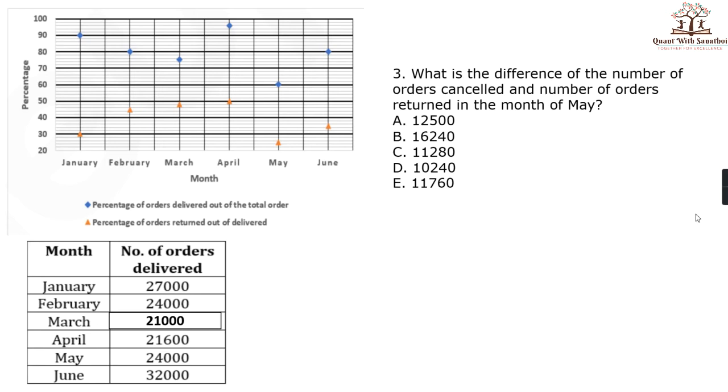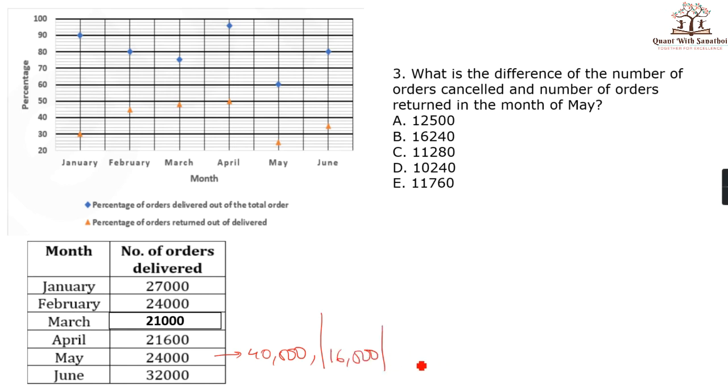Now look at the next question. What they have asked. In the next question they have asked, what is the difference of the number of orders cancelled and number of orders returned in the month of May? For the month of May, they have asked the difference between the order cancelled and number of orders returned. So for the May, we have already found out the number of total order is 40,000, and the cancelled order is how much? Just subtract it, that is 16,000.